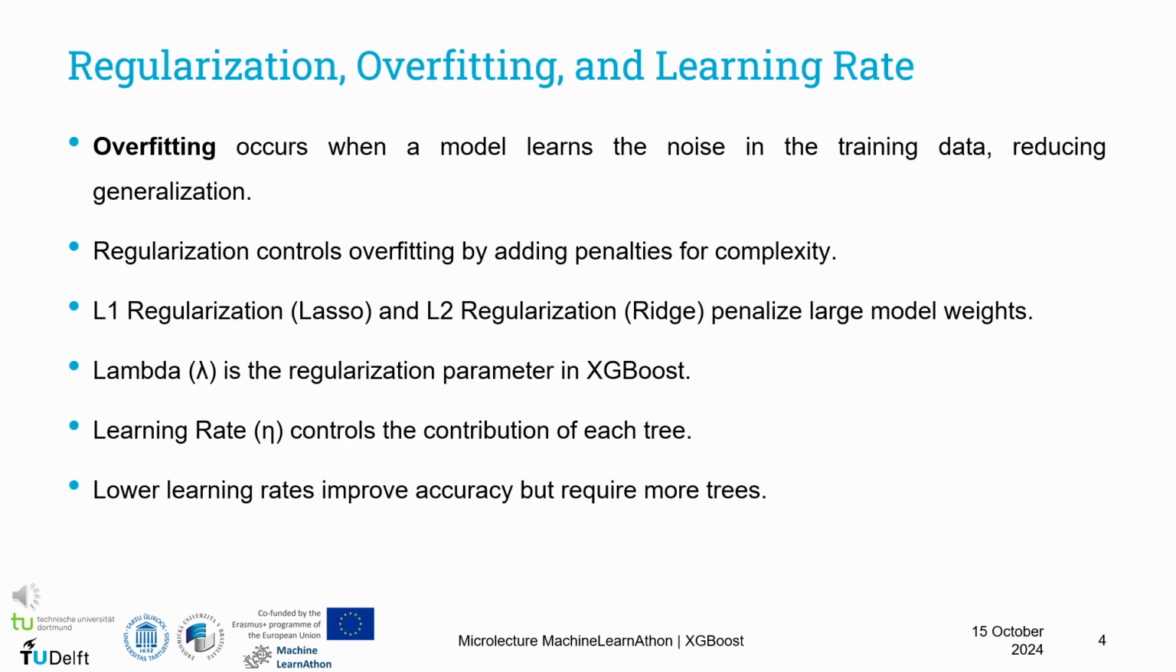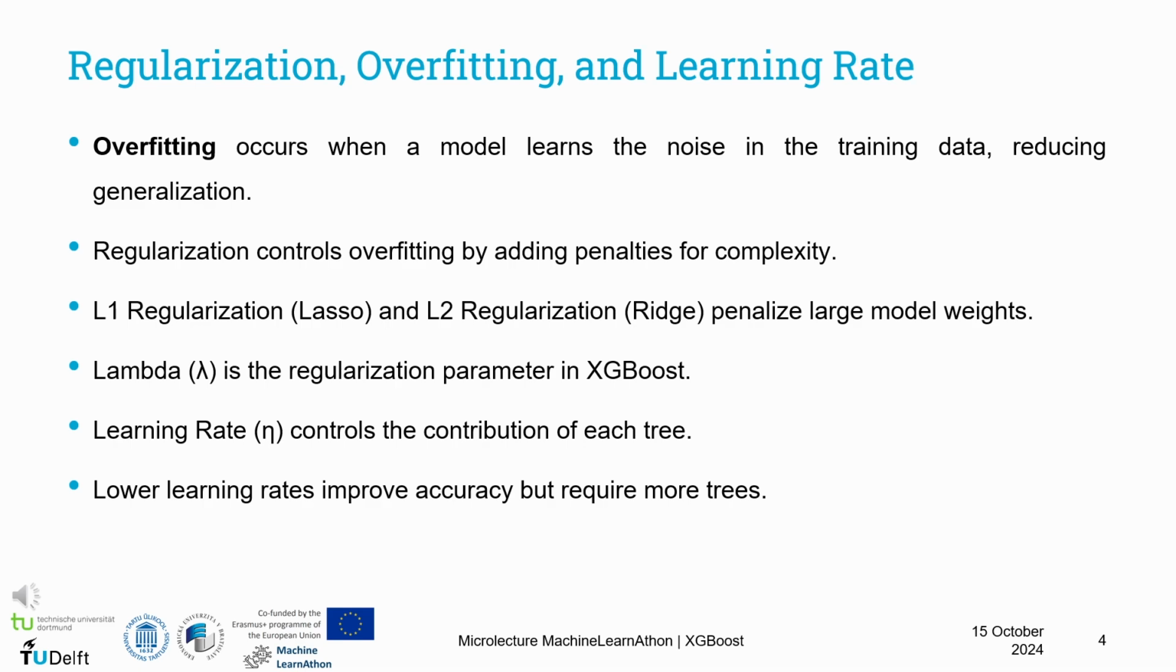Now, a major challenge in machine learning is overfitting, where a model learns the noise in the training data rather than the underlying patterns. To combat overfitting, XGBoost uses regularization. It incorporates two types of regularization, L1 (lasso) and L2 (ridge), which penalize the model for being overly complex. Additionally, we have the regularization parameter lambda, which adjusts the strength of this penalty.